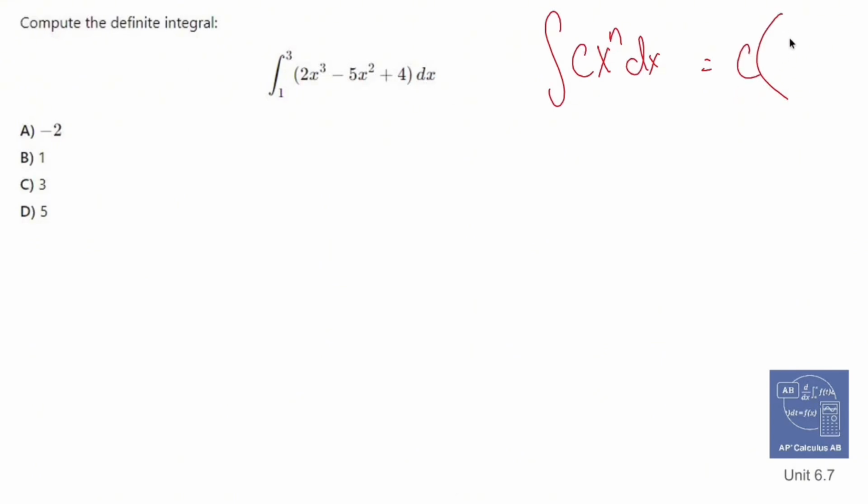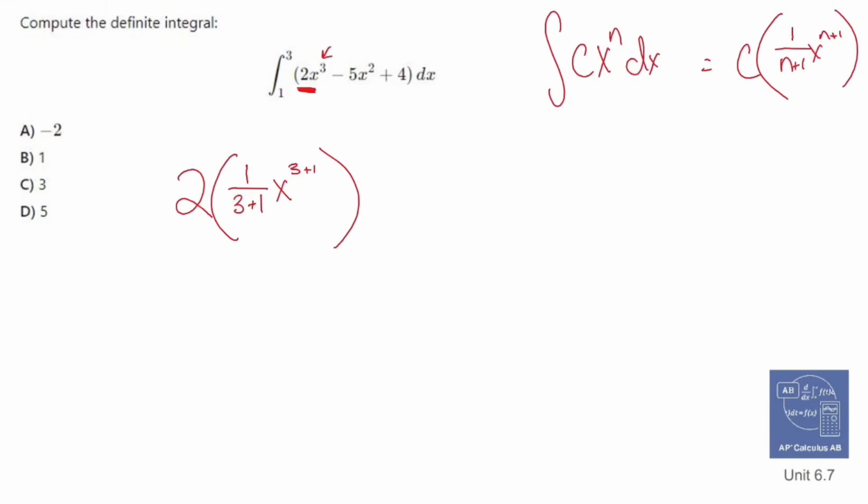And then you're going to have 1 over n plus 1 x to the n plus 1, and then plus some arbitrary constant that we're not going to worry about right now. So what this is going to look like is, the first term, we're going to keep the 2 lingering right there. My n is 3, so 1 over 3 plus 1, x to the 3 plus 1. Okay, that's that guy. Let's do this one.